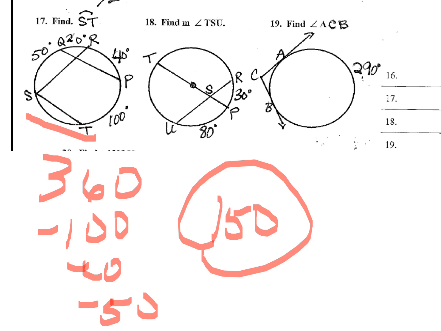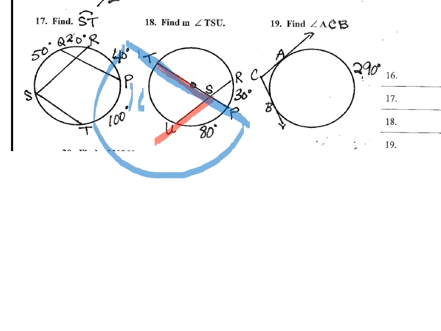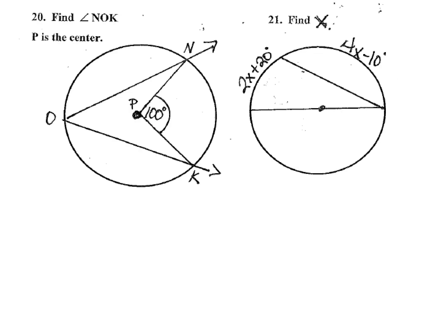Alright, number 18, there's the center, but that is not a central angle. Angle TSU. The corner is not at the center, even though that is a diameter. But that diameter is going to help you find some missing parts. If that's the diameter, then this makes 180. I got 80, so this will be 100 over here for this arc. And before I used my formula, I had to know that missing arc.